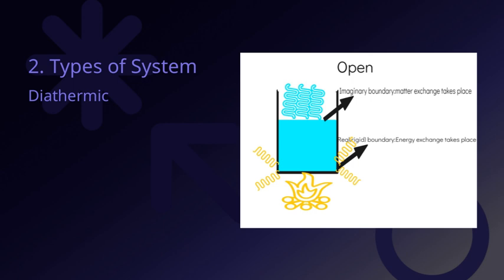So, in summary, understanding the difference between diathermic and adiabatic systems is fundamental because it directly impacts how we approach thermal management in engineering and everyday life.